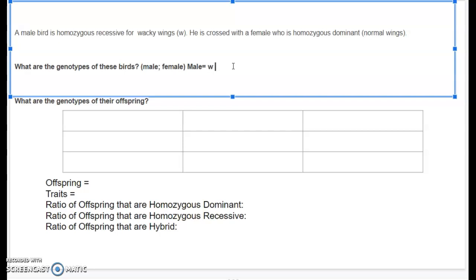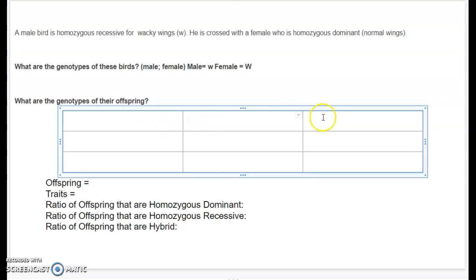And then you need to find out for the female. So the female is homozygous dominant. So she is going to have a capital letter W because this is standing for our dominance. Okay. Now we're going to go into our Punnett square.